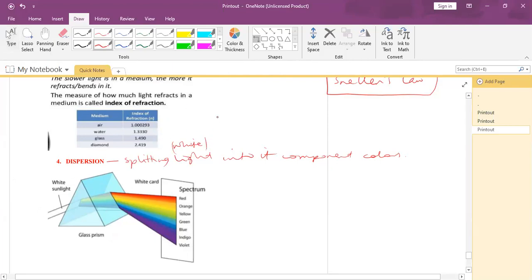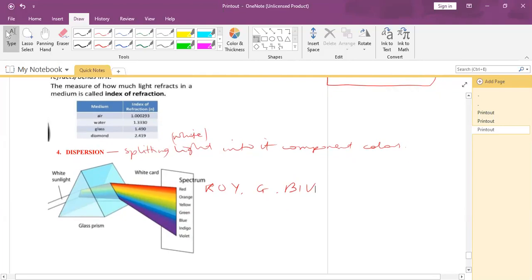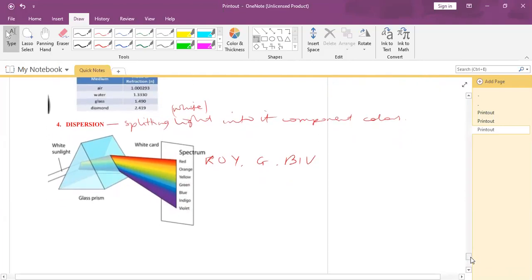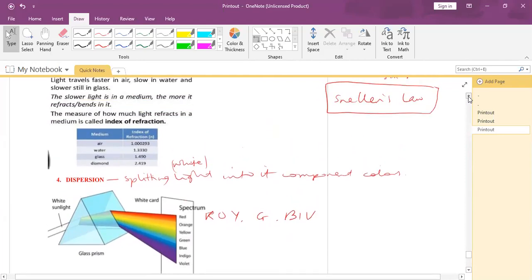So remember the rainbow colors, ROY G BIV, a mnemonic to remember. It's red, orange, yellow, green, blue, indigo, and violet. ROY G BIV. So that is what you should know for the properties of light: reflection, refraction, diffraction, and dispersion. All right. Properties of light.